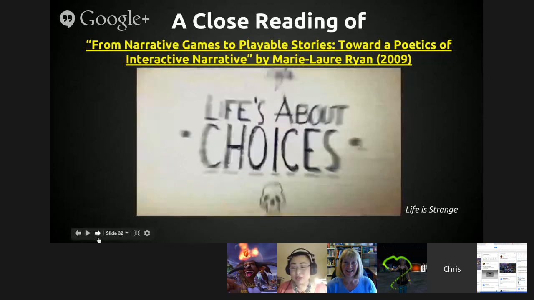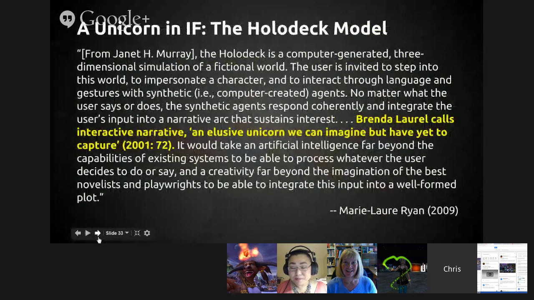Okay, so I'm going to go next here. Okay, now a unicorn. Yay, holodeck. So Kay knows this text, and I think the panel, maybe the rest of you guys, have read this one. From, again, the famous book by Janet H. Murray, Hamlet on the Holodeck, right? So Marie-Laure Ryan brings back that particular book again and explains why this is a unicorn, okay?